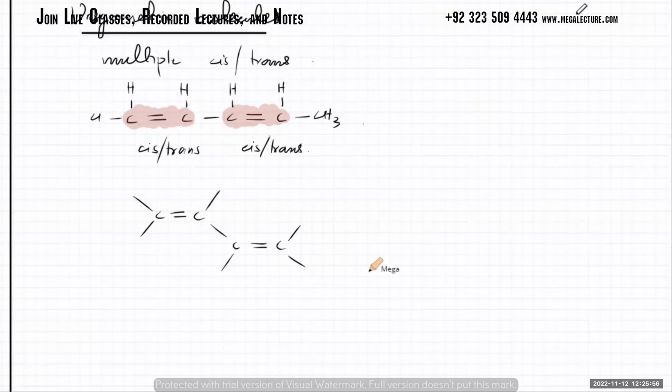Now the first one: what if the first double bond over here is in the cis version? So that would mean the H over here, and there's going to be an H over here or Cl here, right?